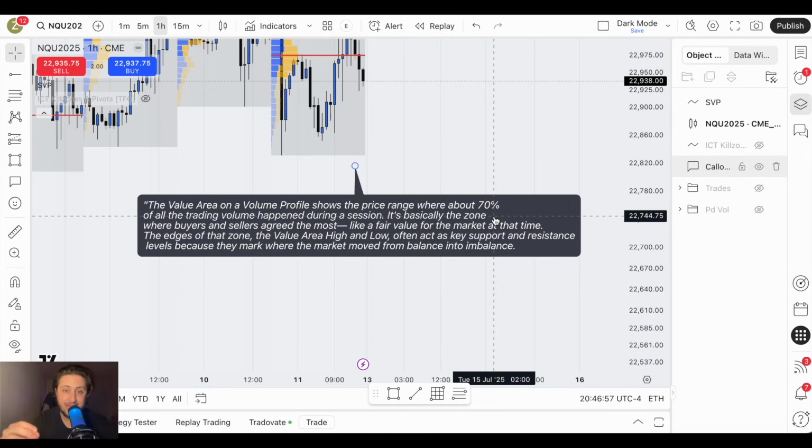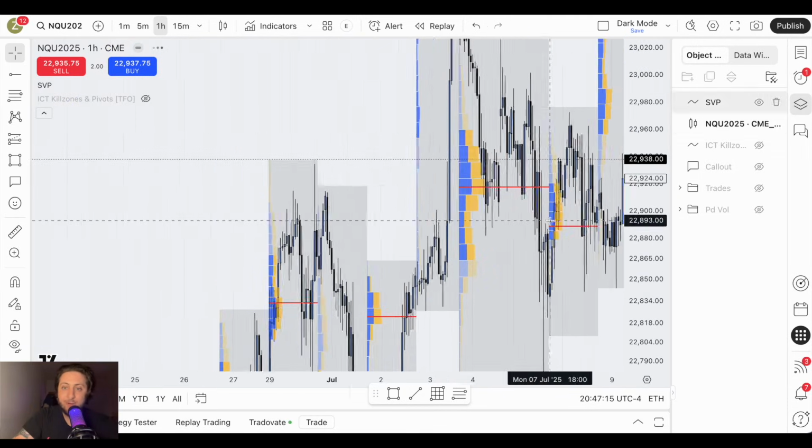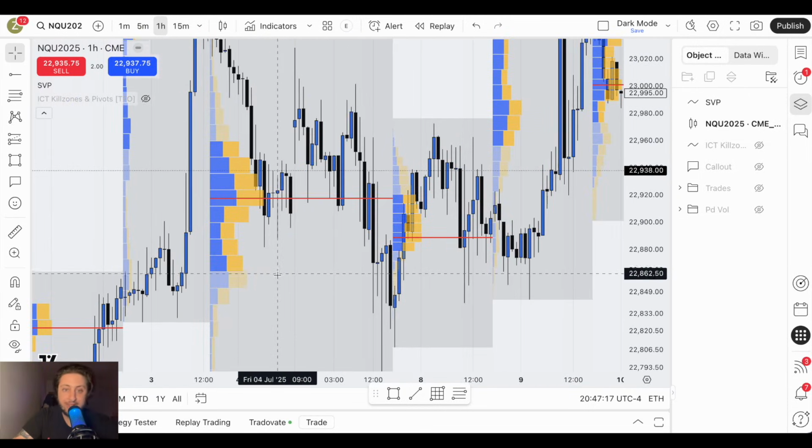Now, the edges of that zone are going to be our value area high and value area low, right? Which often act as key support and resistance. And that's why we mark those out, because it is showing where the market moved from balance to imbalance. So that's a quick definition. And again, we use the value area high and low as key support and resistance levels. We also use it as a way to dictate our directional bias.